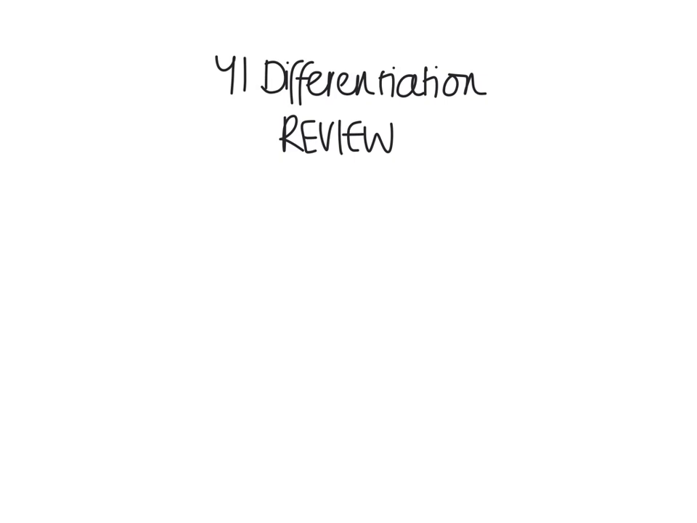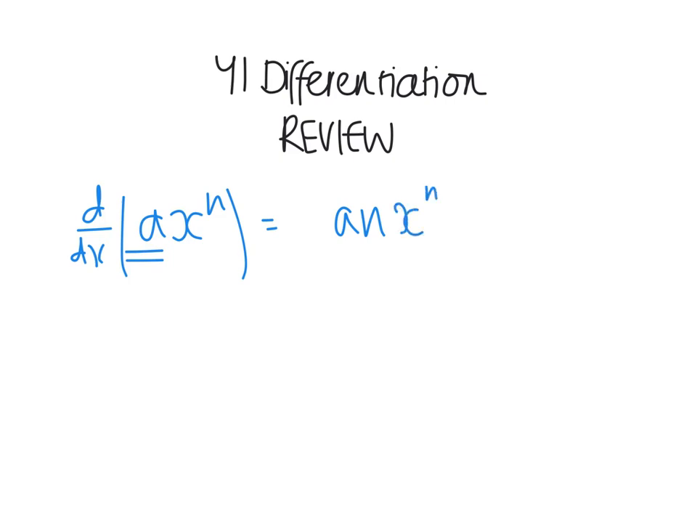The basics of differentiation then. For an expression, ax to the power of n, where a is a coefficient out the front of a number, when we differentiate this, we will get anx to the power of n minus 1, so the power reduces. We can differentiate when expressions are in terms of indices.